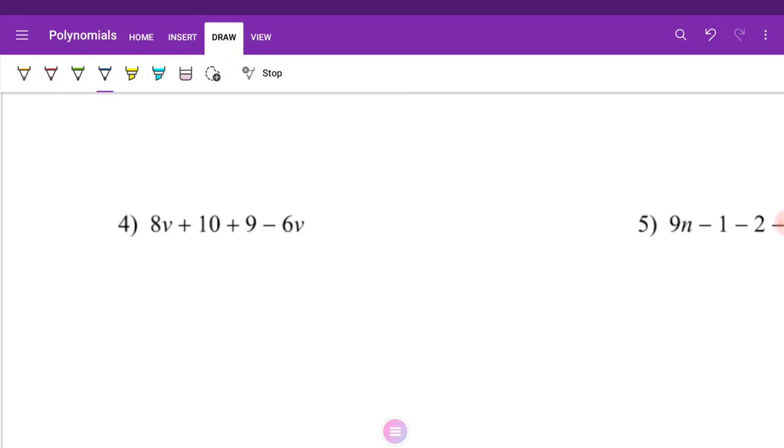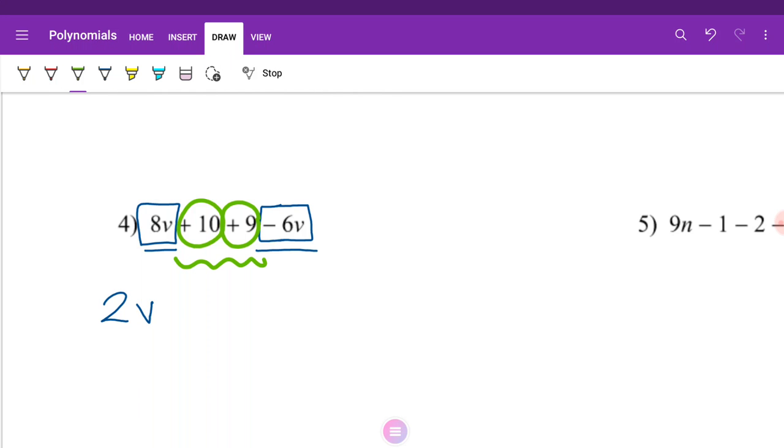Number 4, I like to use circles or squares or underlines or whatever to put the things together that go together. So this 8v goes with this 6v, but if you notice that 6v has that negative, I'm going to include that. And then we've got this positive 10, well that goes with that positive 9. And the reason they go together is those in green don't have letters, but the ones in the blue squares, they do have letters. So 8v minus 6v is 2v. Positive 10 plus 9 is positive 19.